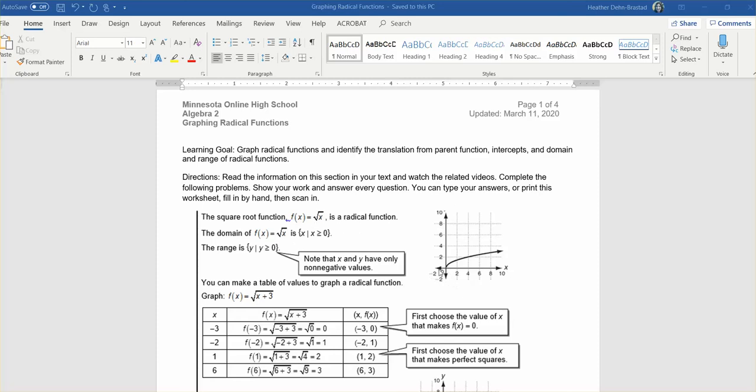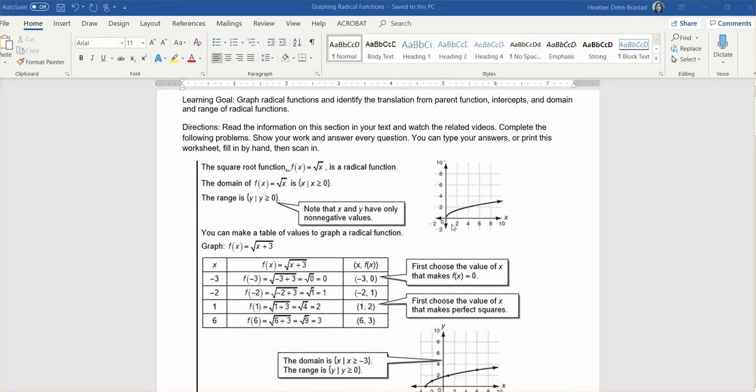The domain of this is positive numbers, so x has to be greater than or equal to 0. We wouldn't want a negative number underneath the radical because then you would get a complex number that is not a real number. So we're only going to deal with real numbers here. The range is also y is greater than or equal to 0 because since you're not using any negatives, you'll never get a negative y value.